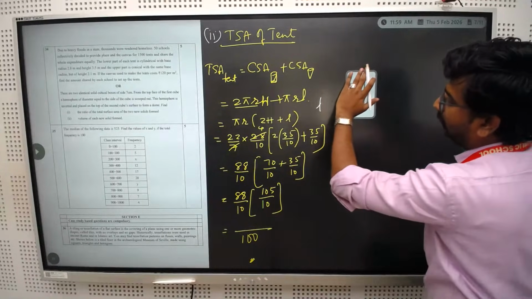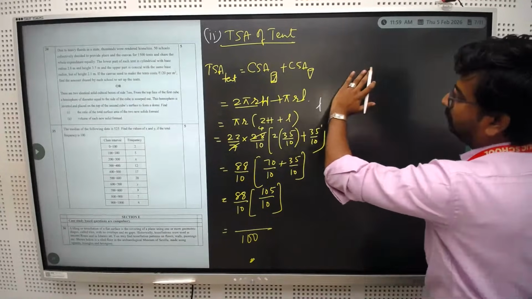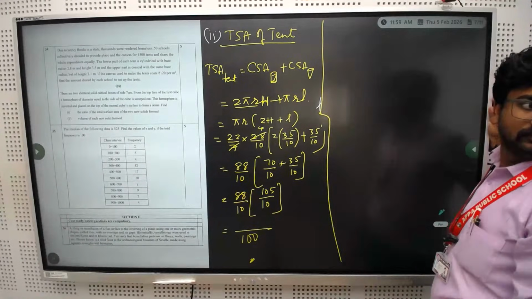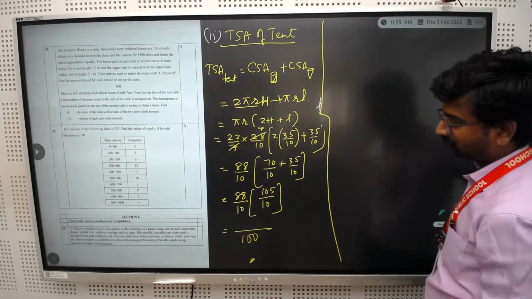Next you will go for college, physics also, there will be mathematics. Without maths nothing is there in life. Okay, in any field you go.